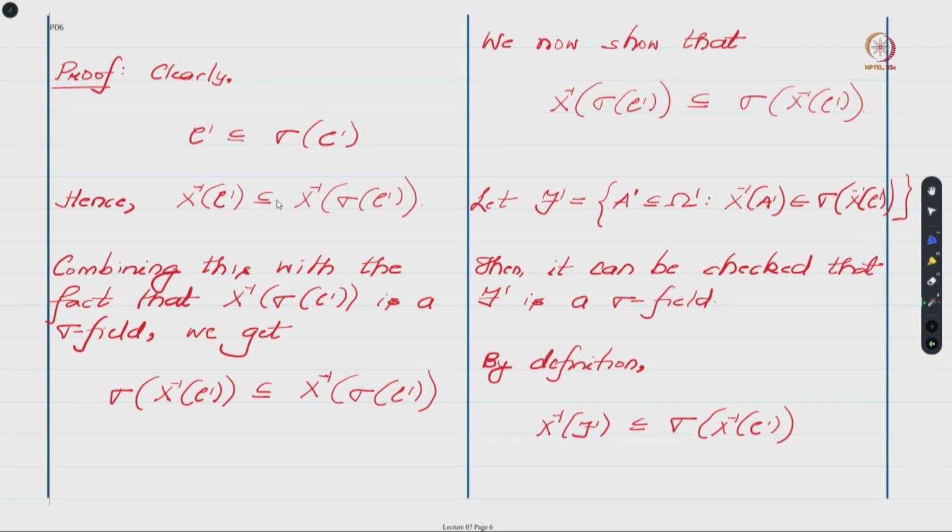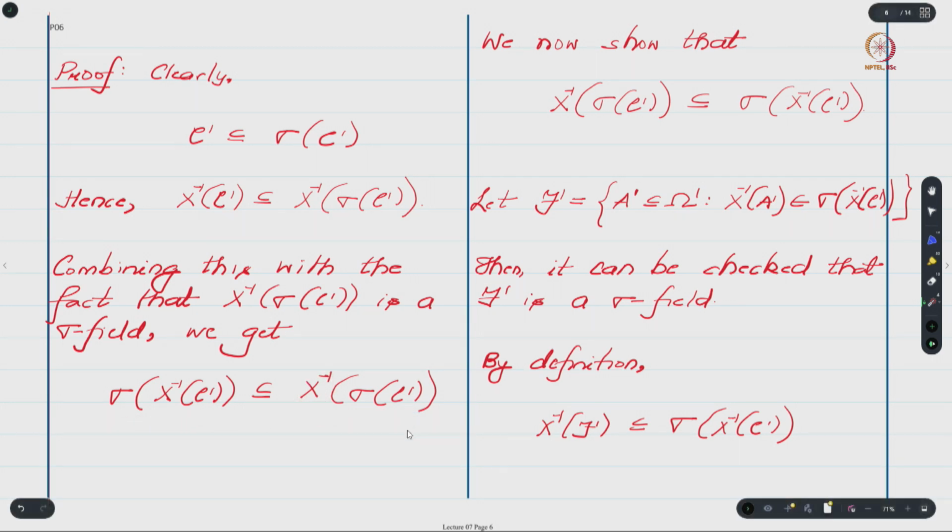Now from the previous result we know that if sigma of C prime is a sigma field, then X inverse of sigma of C prime is also a sigma field, right, and this sigma field contains X inverse of C prime, and hence if we look at the smallest sigma field containing X inverse of C prime, it must be a subset of this. Okay, this is from the property of sigma of X inverse of C prime being the smallest sigma field containing X inverse of C prime. Is this okay? So from these arguments, one can conclude that this containment relation holds, that is, the smallest sigma field containing X inverse of C prime is actually a subset of the inverse image of the smallest sigma field containing C prime.